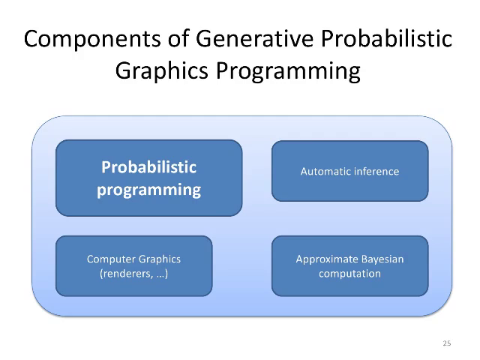So these are the components of GPGP. It's probabilistic programming to work with generative models. It's automatic inference from probabilistic programming. It's computer graphics approaches, because we don't say that bottom-up approaches should not work.